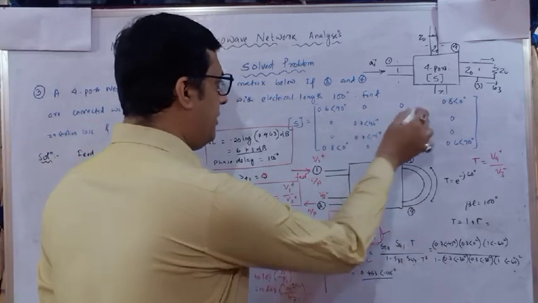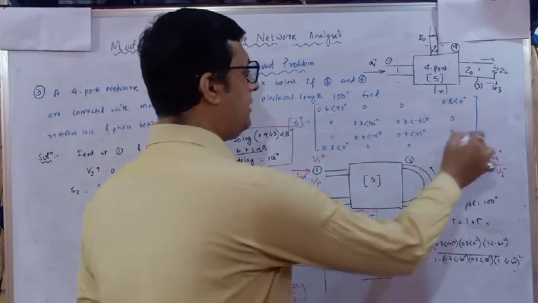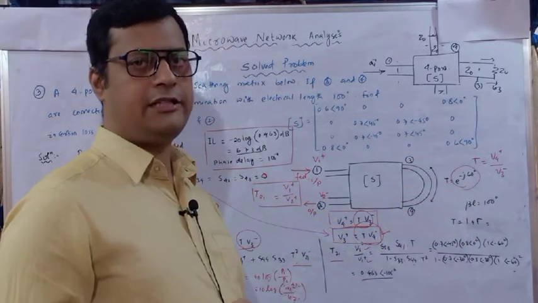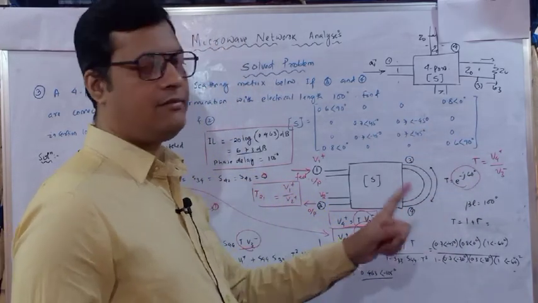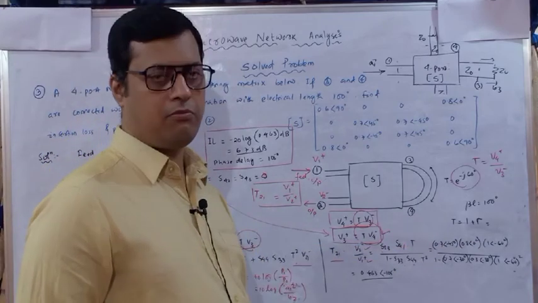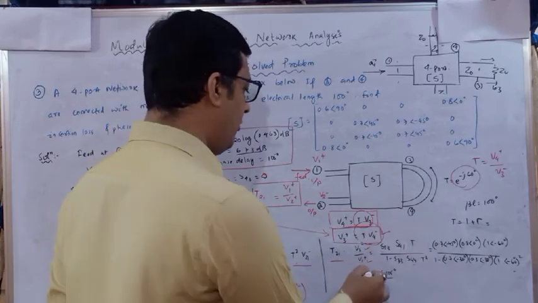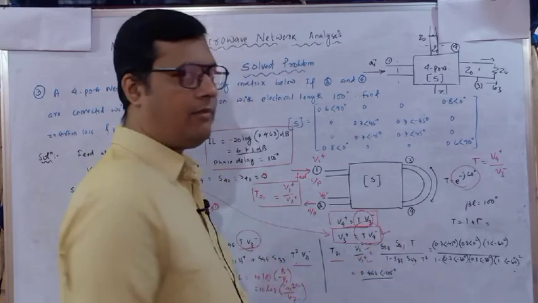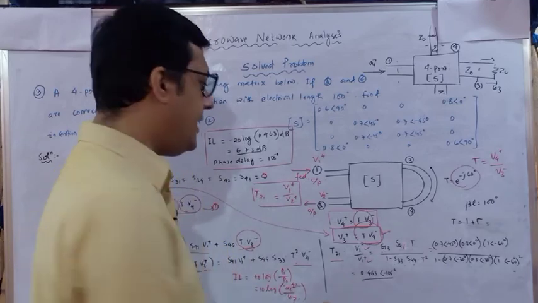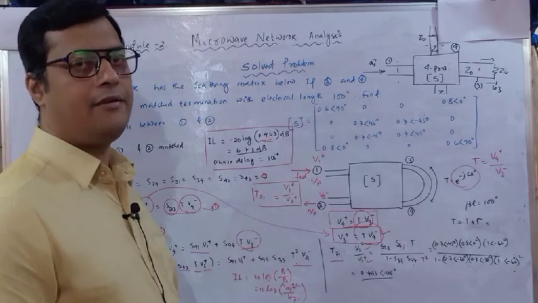Whatever values are available in this scattering matrix, substitute them. And what is the value of T? The value of T is e to the power minus j60. So that is how much? That is 1 angle minus 60 degrees. So here I have written everything in polar form, divided by T square. Solve it, and you will get around 0.463 angle minus 140 degrees. So this is your transmission coefficient, and this transmission coefficient you are going to insert here to identify the insertion loss.